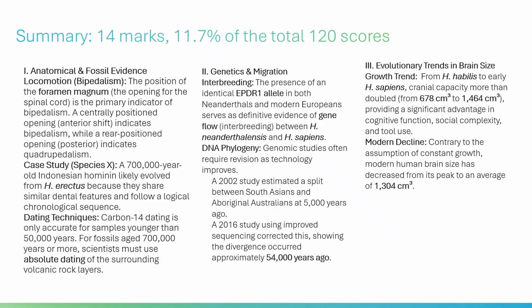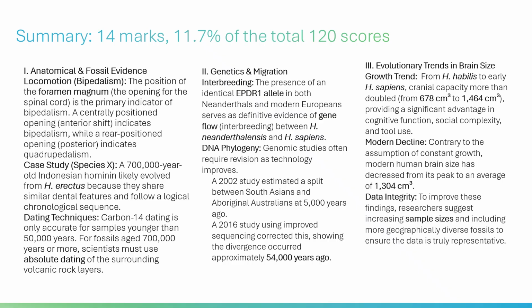Modern decline: contrary to the assumption of constant growth, modern human brain size has decreased from its peak to an average of 1,304 cubic centimeters. Data integrity: to improve these findings, researchers suggest increasing sample sizes and including more geographically diverse fossils to ensure the data is truly representative.